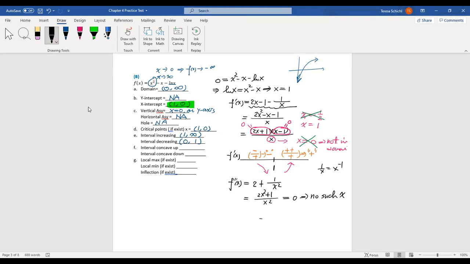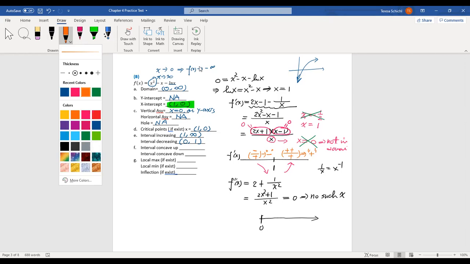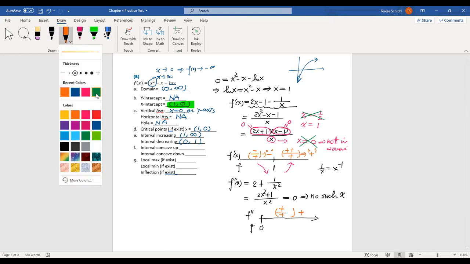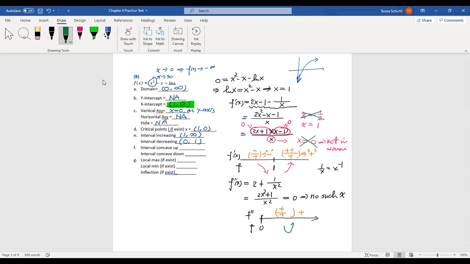So then let's take a look. Our domain here is from 0 to infinity. For all the values in this domain, the top will be positive, so the whole thing is positive. So this is your f double prime, and this is f. If the whole thing is positive, what does that mean? That means your function is concave up, and I don't have inflection points here.